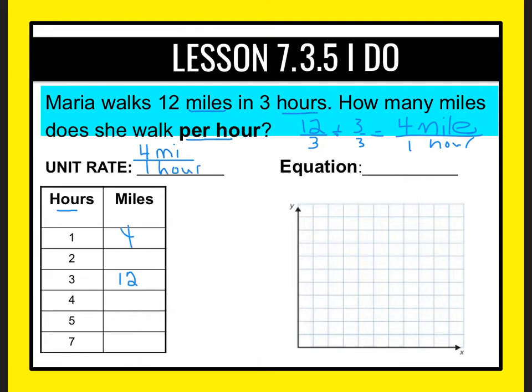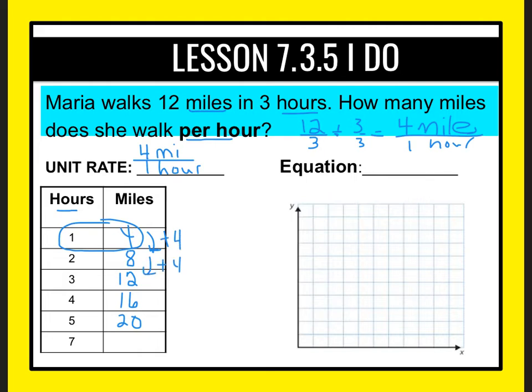So if I know my unit rate, I can figure out 2 hours, right? So every hour, if it's 4, that means 2 hours is going to be 8. 3 hours is going to be 12. 4 hours is going to be 16. Do you see the pattern? So our unit rate is important because it really gives you that same constant rate of change that's happening from hour to hour. Remember how we were comparing in our tables.